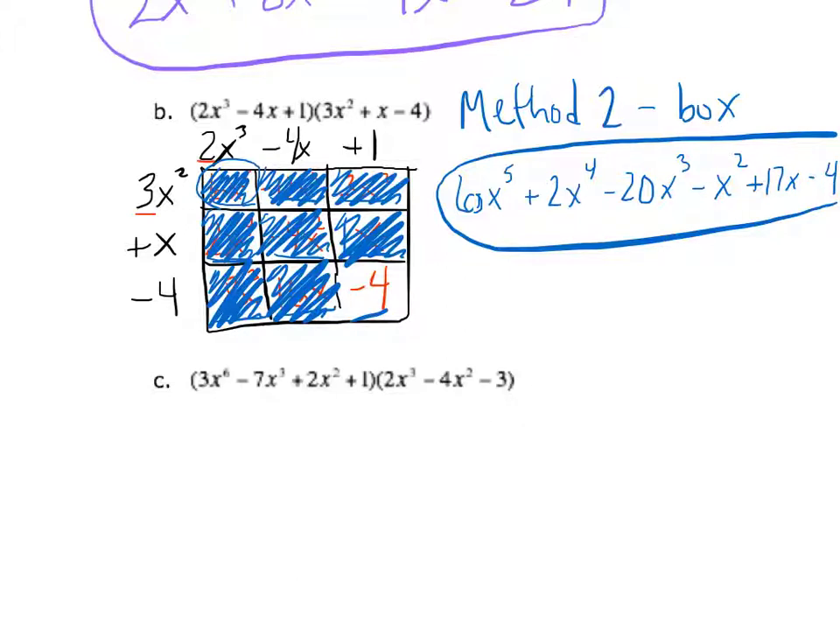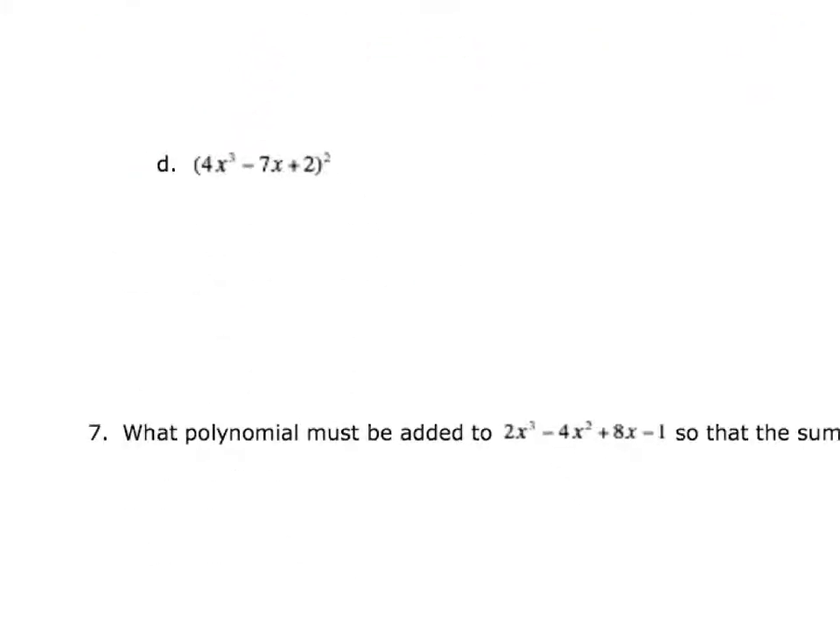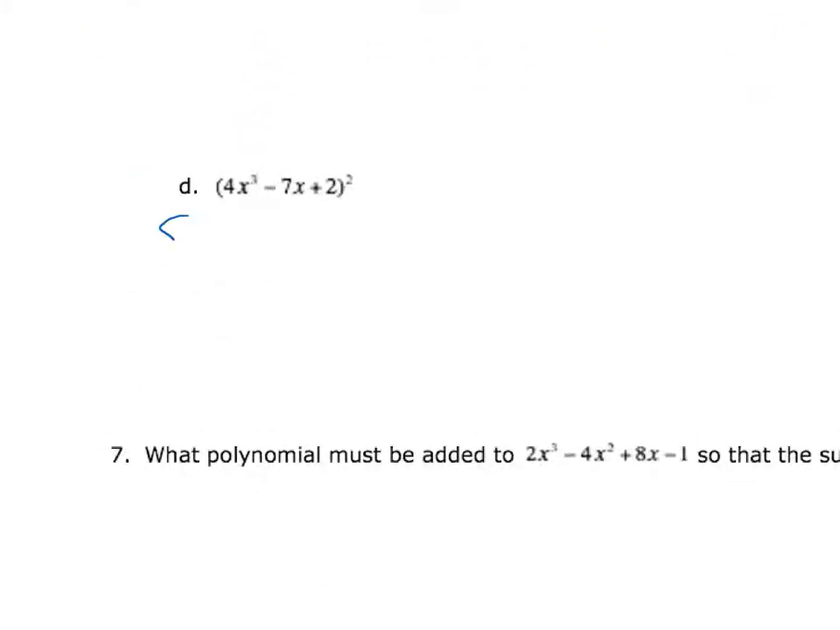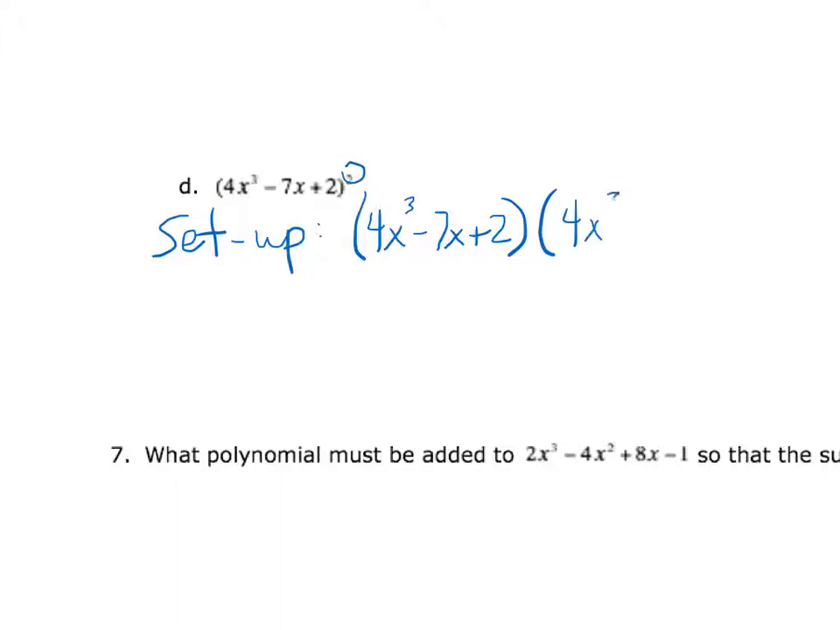Now you can use whatever method you'd like. This is just a good way to organize it. I don't think one way is faster than the other, but this is definitely more organized. The one other thing I want you to do, I want you to see on your own, is just the setup for this one. Make sure that you write it out. This square means it's multiplied by itself. And then finish on your own.